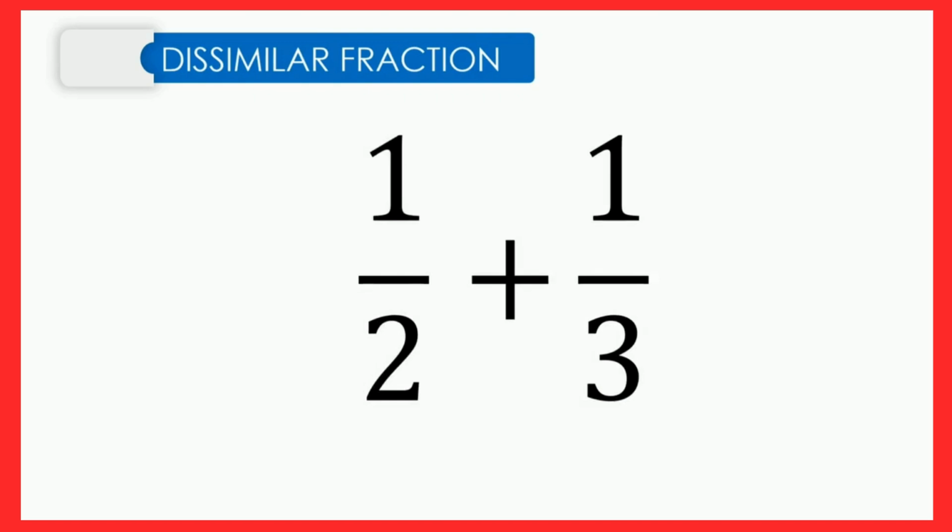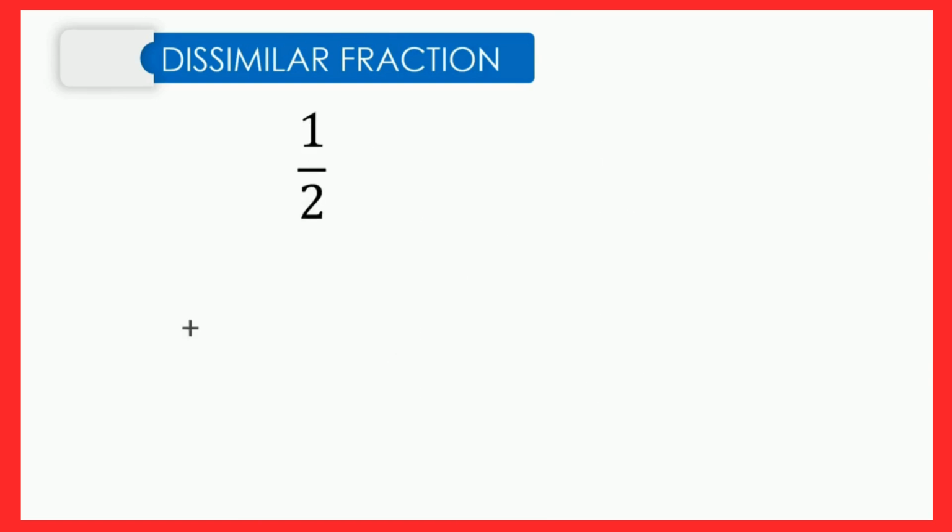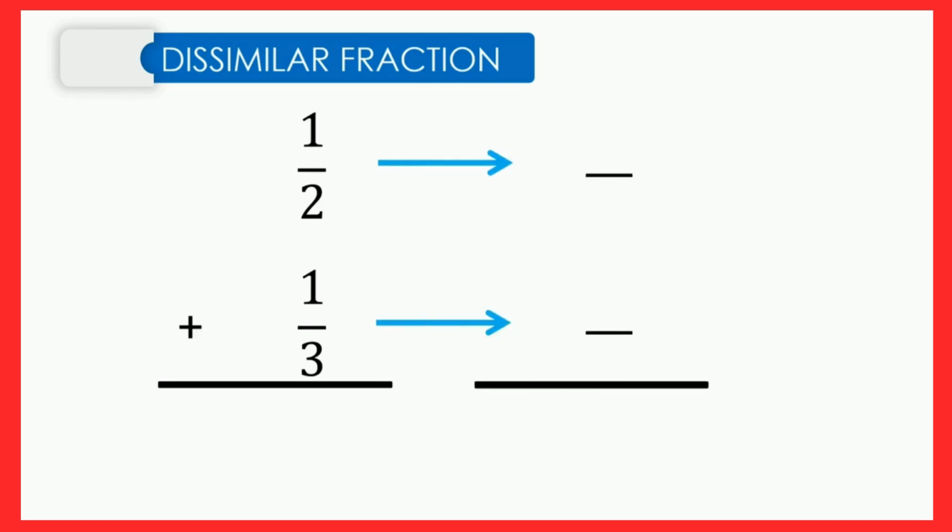Here we have to add two dissimilar fractions, 1/2 plus 1/3. Again, they're dissimilar because their denominators are different. To solve this one, let's first rewrite the fractions in vertical form. To add dissimilar fractions, we need to change them to similar fractions. For them to be similar, they must have the same denominator. So we need to find a new denominator which will fit 1/2 and 1/3. To do that, we need to find the LCD of the two denominators.